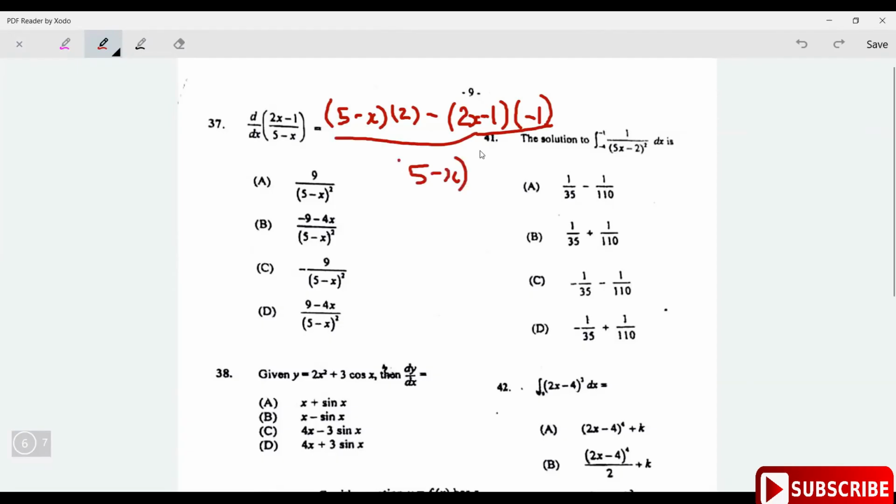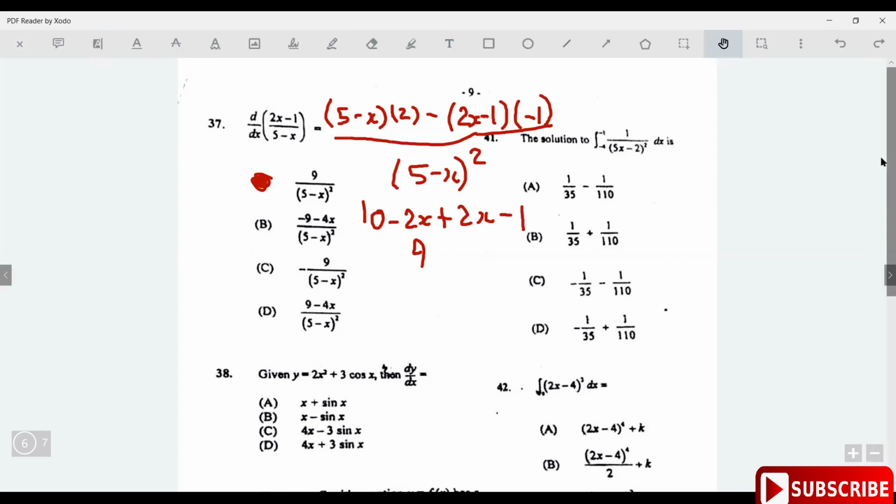This simplifies now to be 5 minus x times 2, which works out to be 10 minus 2x, and then minus 2x becomes plus 2x, then minus 1 times minus 1 is plus 1, so then you get minus 1 in the numerator. This is going to be 10 minus 1 is 9, so we're looking for 9 over 5 minus x squared. Option A. 9 over 5 minus x squared. Easy.